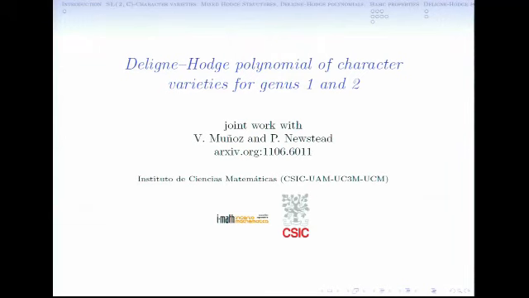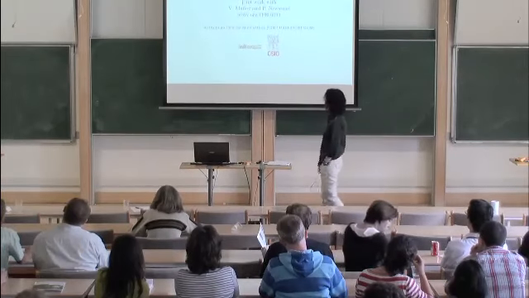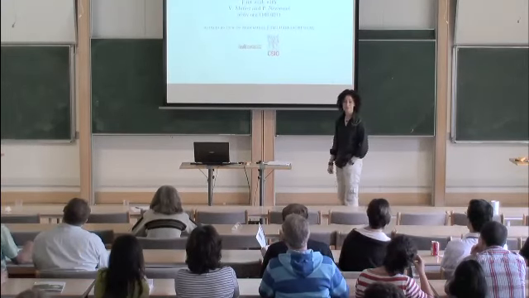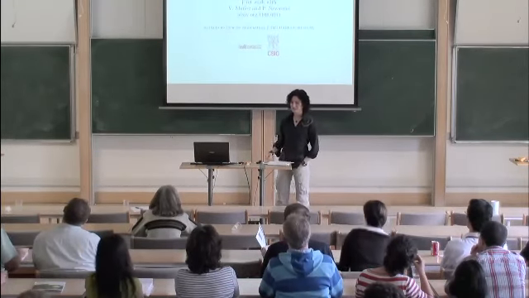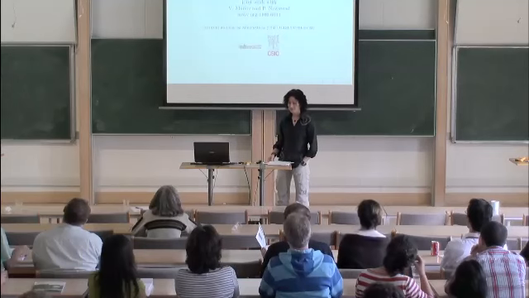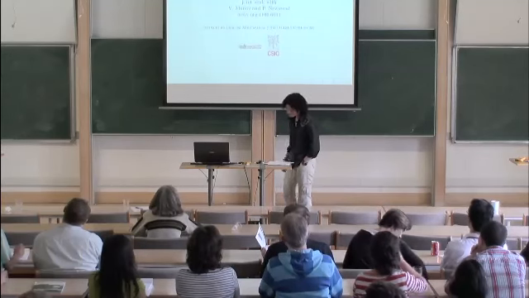Thank you, Hugo. First of all, thanks to the organizers for giving me this opportunity to fill this free spot that you got. The object of the talk is to compute the Hodge-Deligne polynomial of character varieties for genus 1 and 2. This is a paper that we just uploaded yesterday to the archive, and we got this funny number. Somebody told me that this is a lucky number in Catalonia. So we will see.